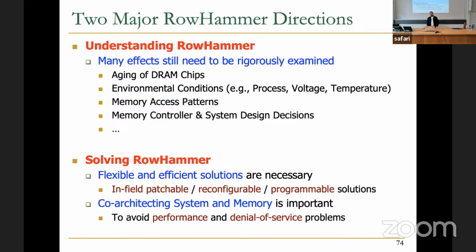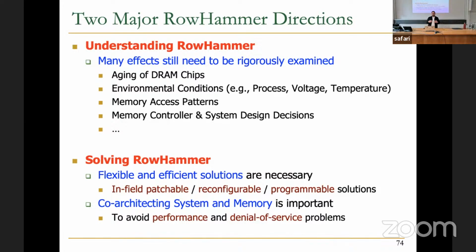So as I said, we have two major RowHammer directions. One of them is understanding RowHammer. We already looked at a lot of effects and sensitivities of RowHammer, but we have other things to do. So if you're curious, I encourage you to come talk to us. We can plan some characterization-based works to understand RowHammer better.